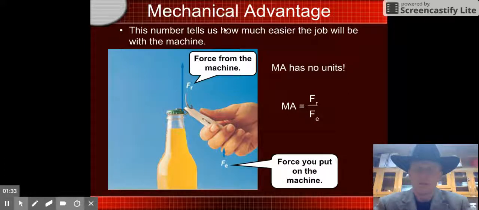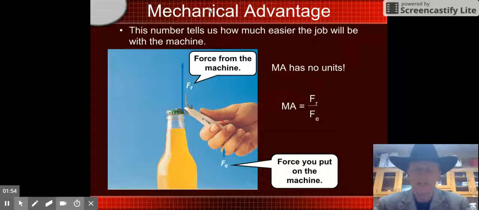One thing we're going to talk about is called the mechanical advantage. This is a number that tells us how much easier it would be to do the job using the simple machine compared to not using it. Imagine opening this with your fingers. How many times easier would it be using the can opener?